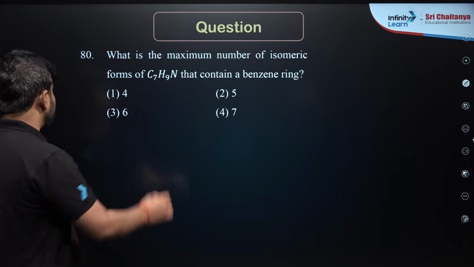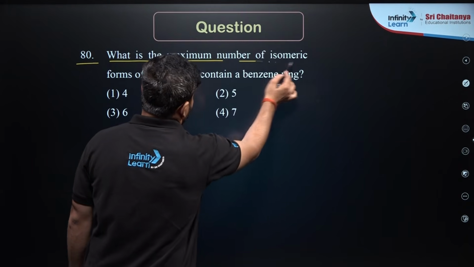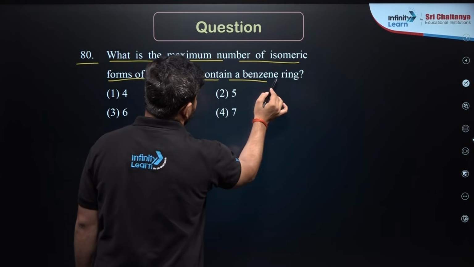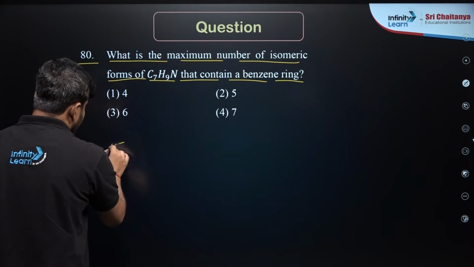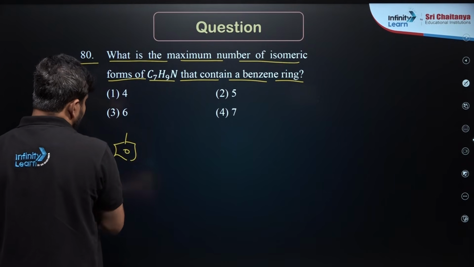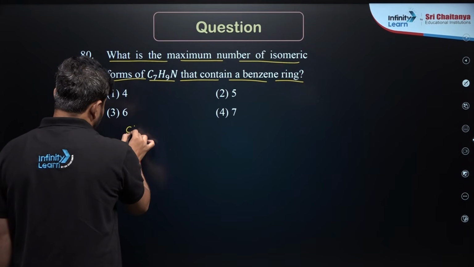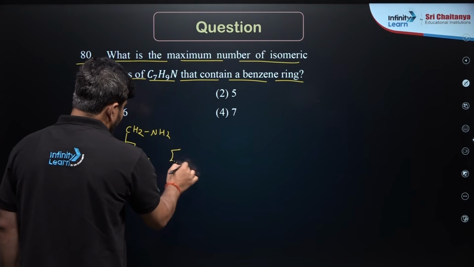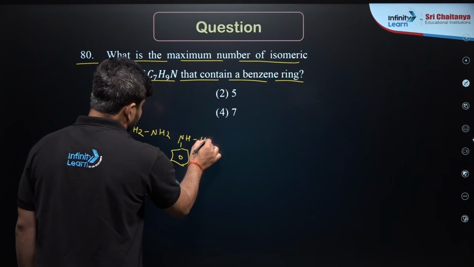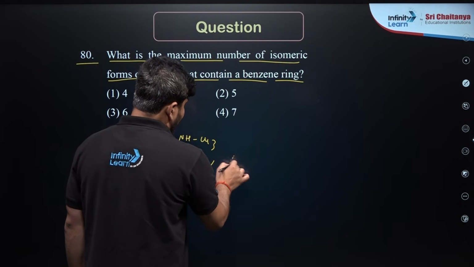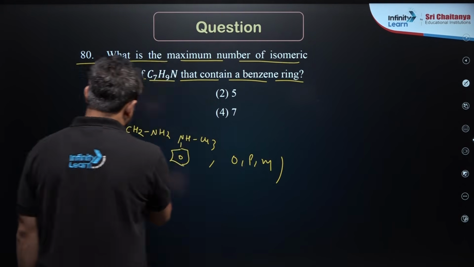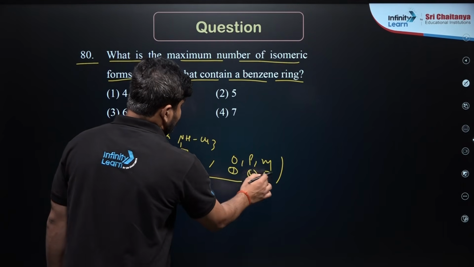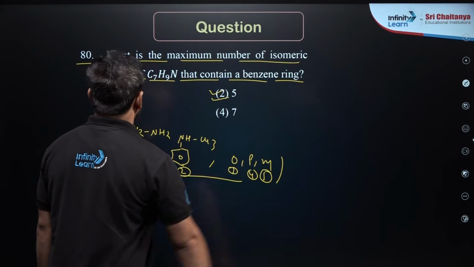Now I am coming to the next question. What is the maximum number of isomeric forms of C7H9N that contains a benzene ring? Here we can write one like this, this is the benzene ring, and here we can write CH3CH2NH2. One more we can make is NHCH3, and after this, ortho, para and meta. These three more conditions we can make after that. So in total: 1, 2, 3, 4 and 5. So 5 is the correct answer to this question.